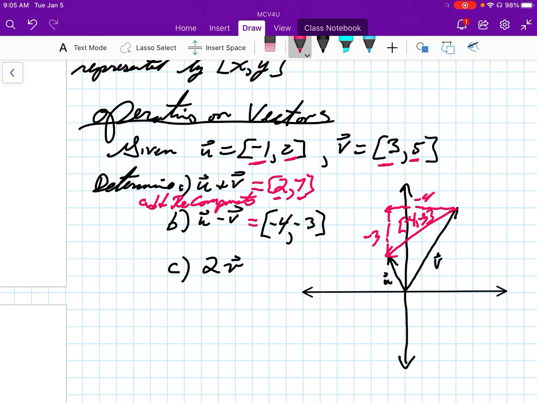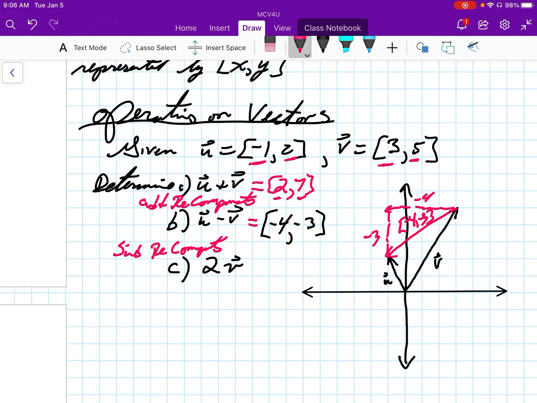Okay, so it works the same way. We subtract the components. Okay, that's what we have there. So it works out. The adding and subtracting is so easy. You just basically add and subtract the components and you're all set.